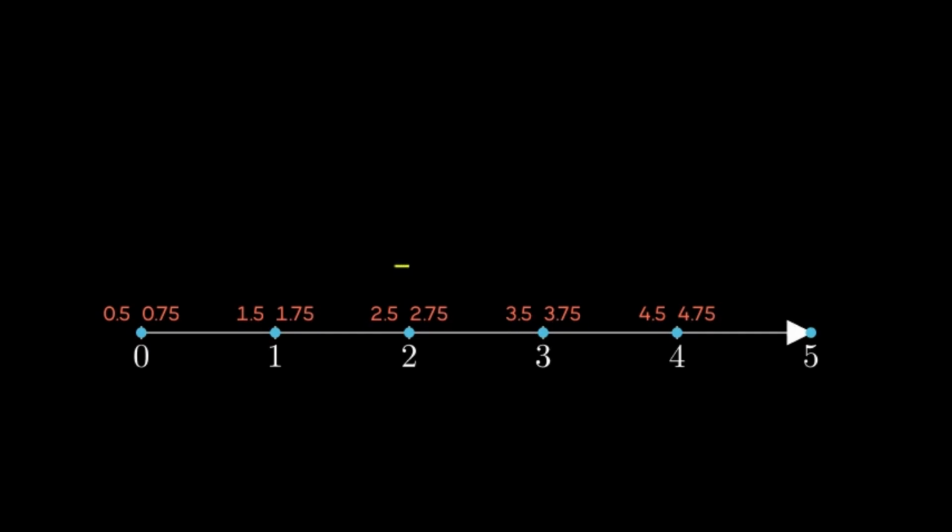Now, let's consider the real numbers. In red, we've shown just a few examples between each pair of natural numbers. For instance, between 0 and 1, we have 0.5 and 0.75. These represent only a tiny fraction of the real numbers in each interval.